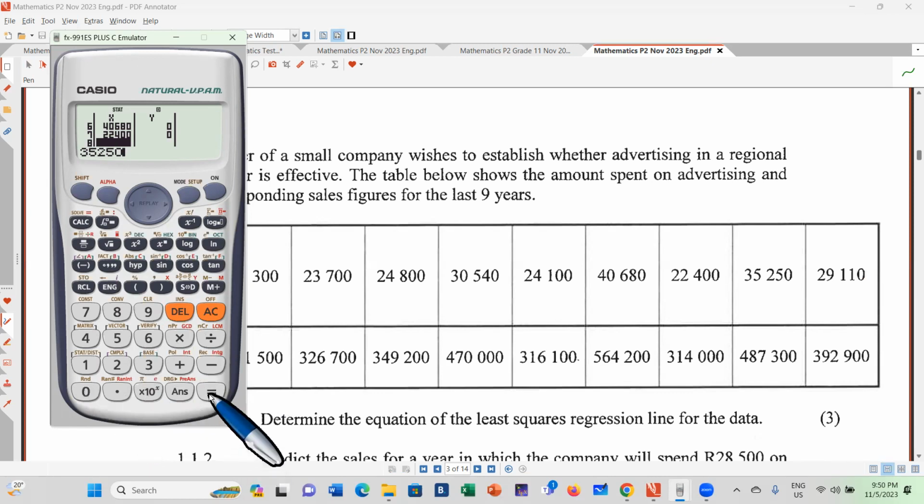Make sure you punch in the correct numbers, otherwise you can get wrong answers. Then 29,110. Okay, so we are done with the X.